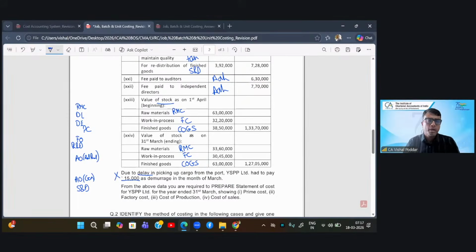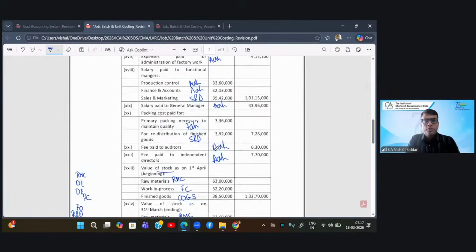Now, generally, you will not expect that you will be late in clearing it. This happens in some exceptional circumstances that you do not clear it in time. So this will go to costing P&L and it will not be charged to product. So it will not be part of your cost sheet.